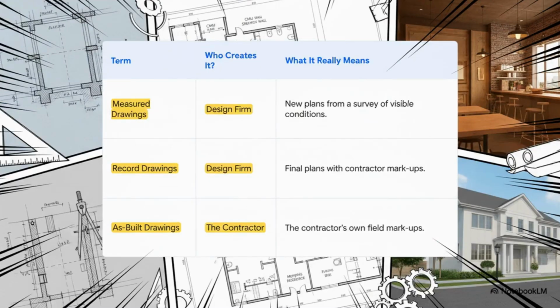This chart right here, this is your protection. So let's break it down real quick. Measured drawings, that's what we've been talking about, are new plans of what you can see, and they're made by your design firm. Then you have record drawings, also from the firm, but they're updated after a project is done using the contractor's notes. And then there's as-built drawings. Those are the contractor's own field markups. They are not the same thing.